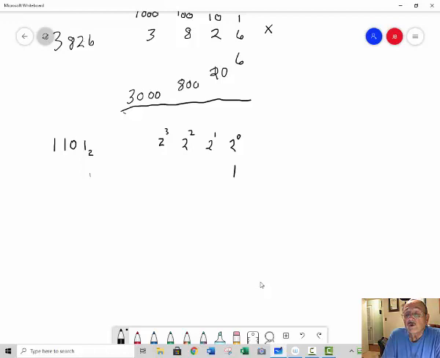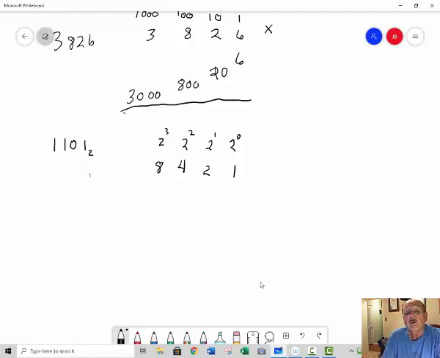Well, 2 to the 0 is 1. Anything raised to the 0 power is 1. 2 to the first is 2. 2 to the second is 4. 2 to the third is 8. If I want to go any farther, 2 to the fourth would be 16, 2 to the fifth would be 32, and so on out. Then I can simply add numbers.